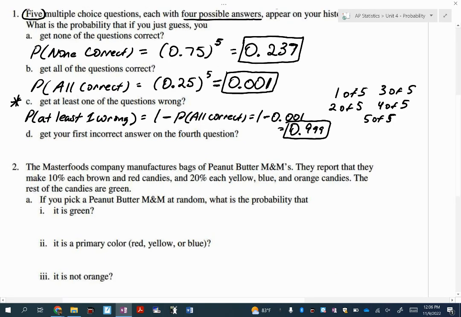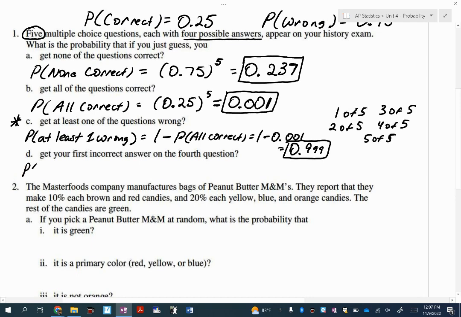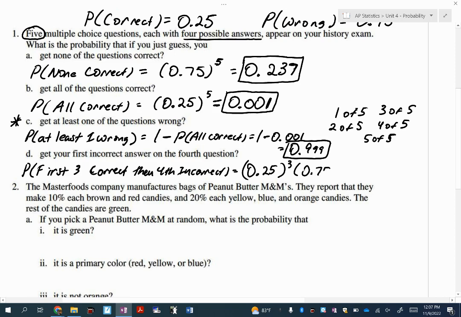Okay, get your first incorrect answer on the 4th question. So this would be the first 3 correct, and then the 4th incorrect. So I'm going to do 0.25 cubed times 0.75, because I'm doing the first 3 I get right. So 0.25 cubed and then times 0.75, which is 0.012.